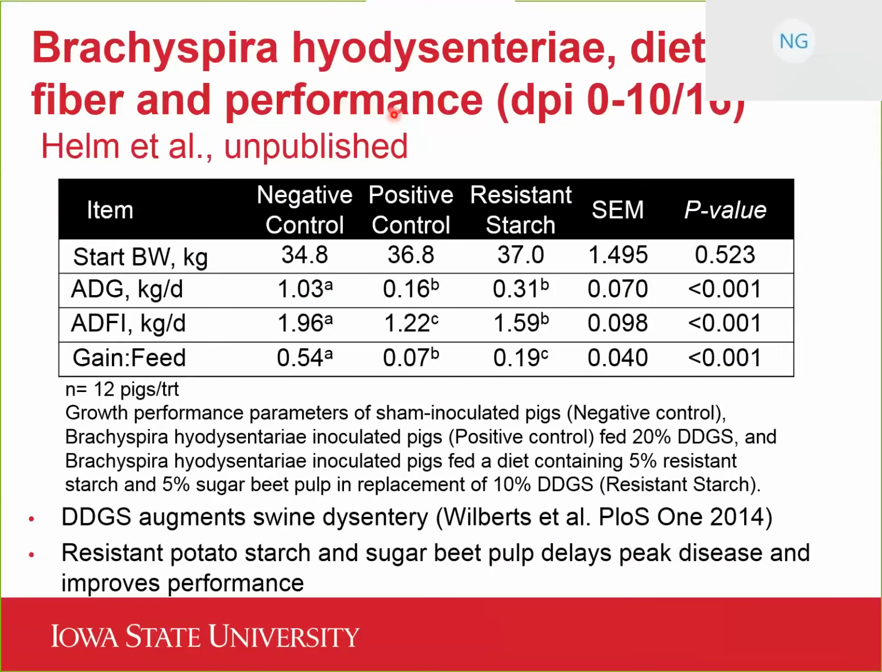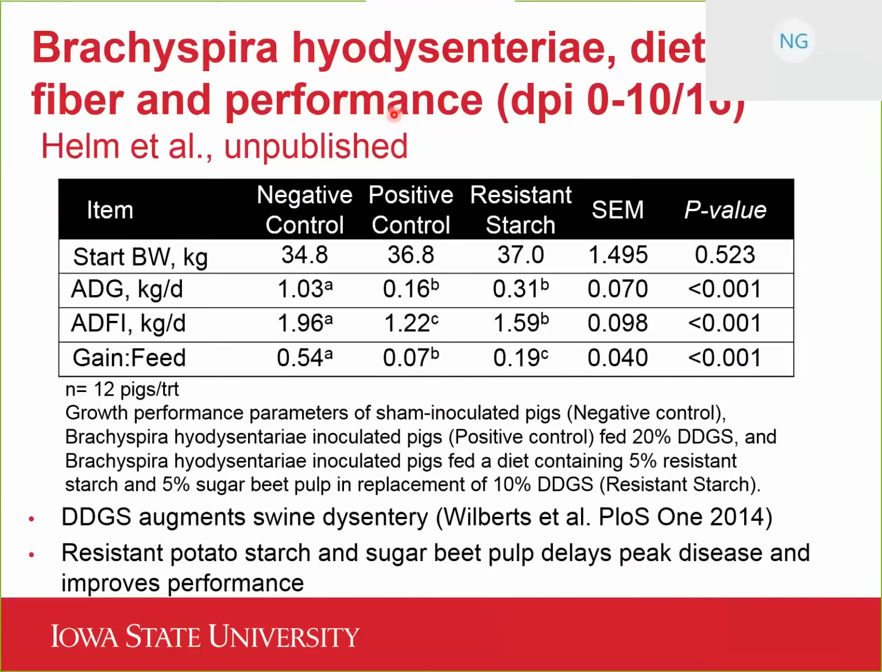Some work in 2014 by Dr. Eric Burrough at the Iowa State Vet School, and his PhD student at the time, Dr. Wilberts, showed that feeding a 30 to 40% corn distillers grain diet augmented swine dysentery disease in growing pigs. Based off some of the European and Australian work, we're interested in whether we can change that fiber profile to mitigate swine dysentery and improve pig performance.